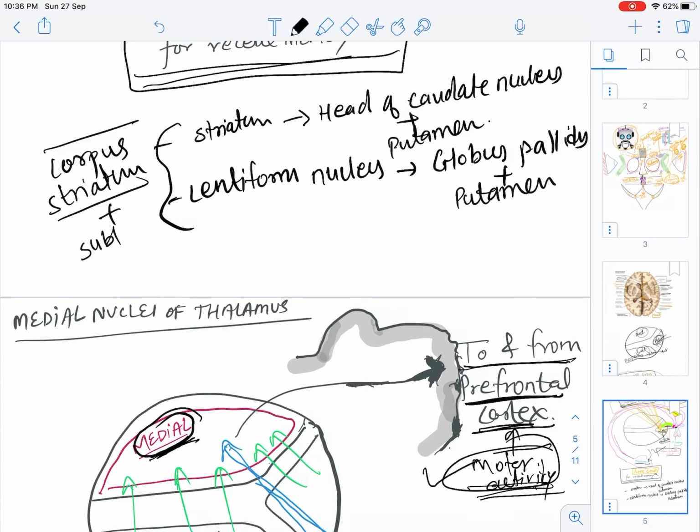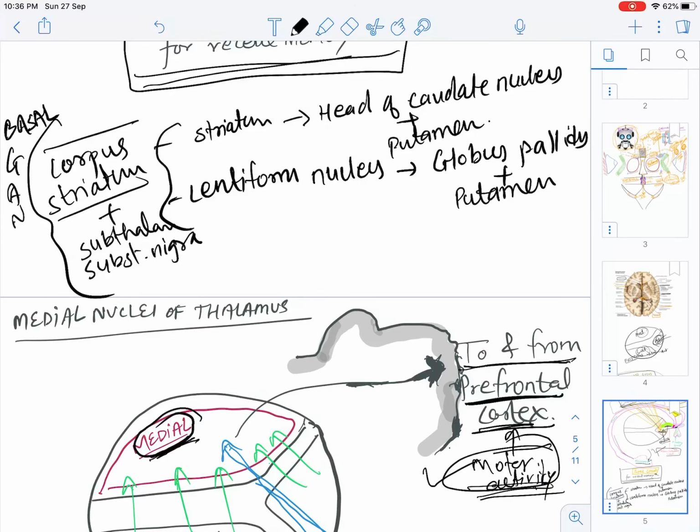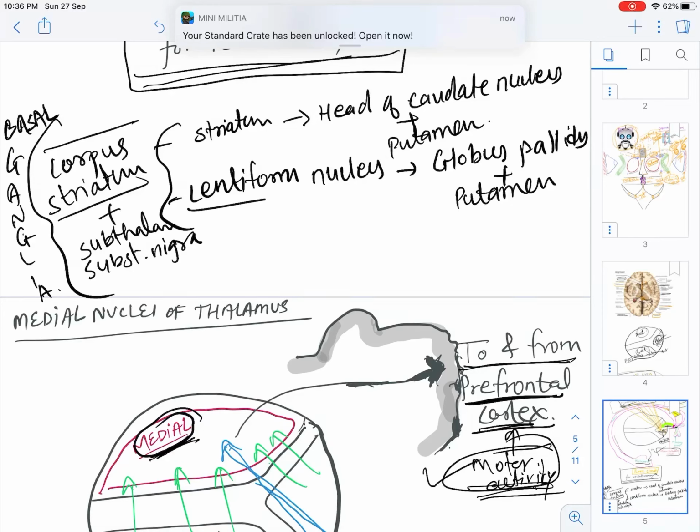Okay, and if you add to this subthalamus, substantia nigra, these all are basal ganglia. So these are the terms.